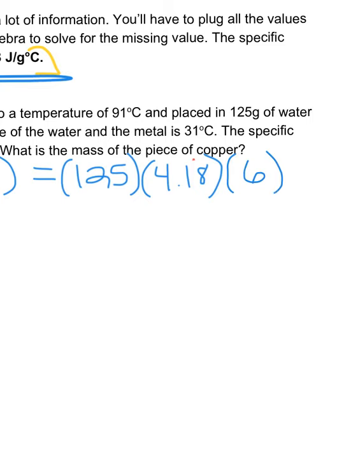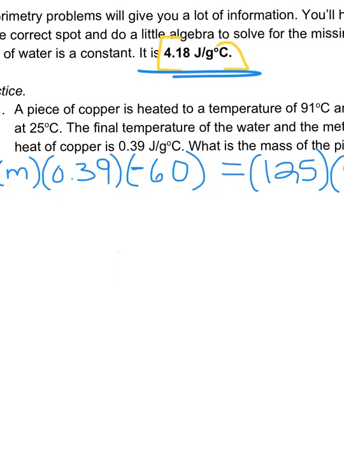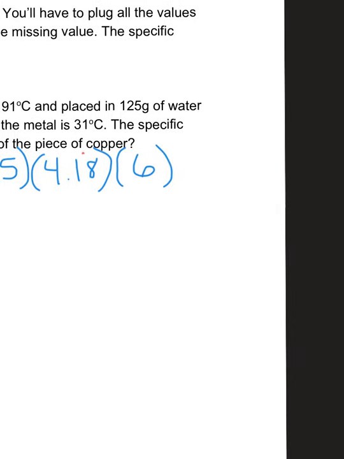Now, I want you to notice how the metal decreased by 60 degrees, but the water only increased by 6 degrees. Okay? That's because it takes a lot of heat to get water to heat up. Water has a very high specific heat. It takes a lot of heat to get it to go up even 1 degree. That's why there's such a huge difference. The metal cools down 60 degrees, but it's not a 1-to-1 ratio. The water isn't going to heat up 60 degrees. It only heats up 6 because of the specific heat of water.